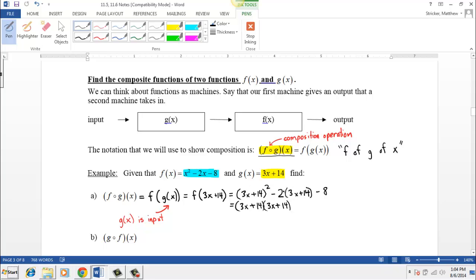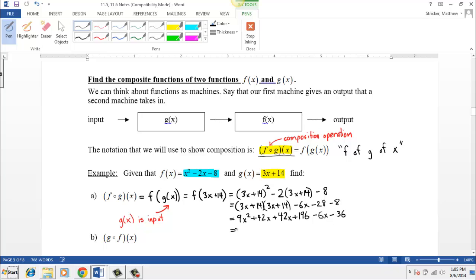And then on the second part we have to distribute, so that's a minus 6x. Remember that negative sign goes with the 2 when we distribute to both places, so it's also a minus 28. And then don't forget to include the 8 on the end. Now we can multiply or FOIL out this first part, which gives us 9x squared plus 42x plus 42x plus 196. And then we have the minus 6x on the end, and also minus 28 minus 8 is minus 36.